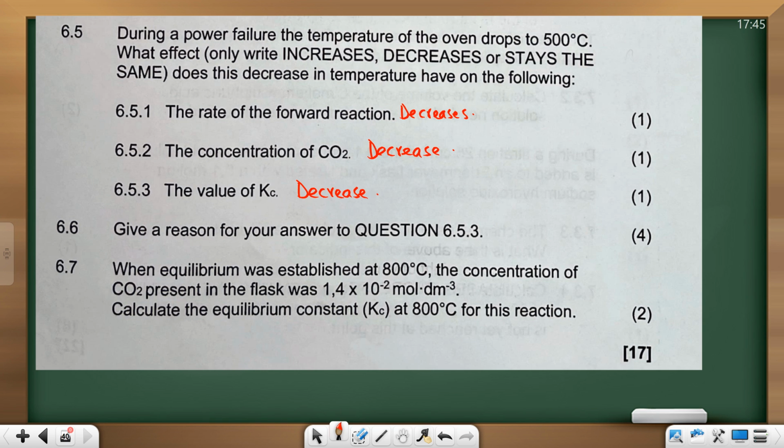When equilibrium was established at 800, the concentration of carbon dioxide. Okay, please watch this. Really? No, I need to find a question where I need to use a table. This is child's play here.